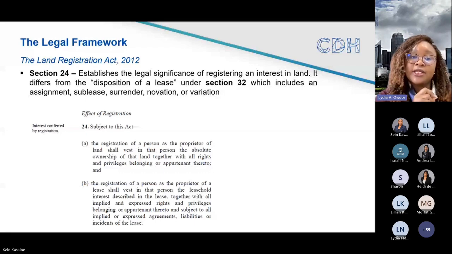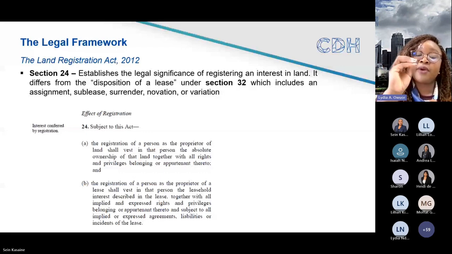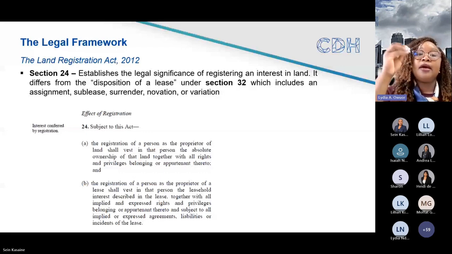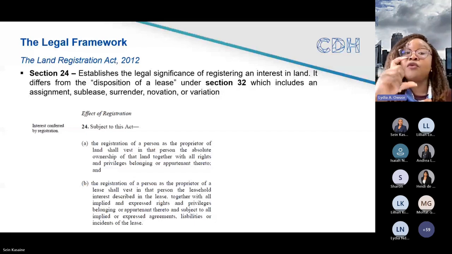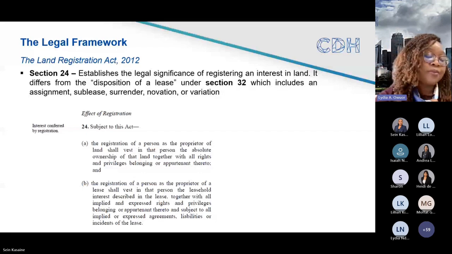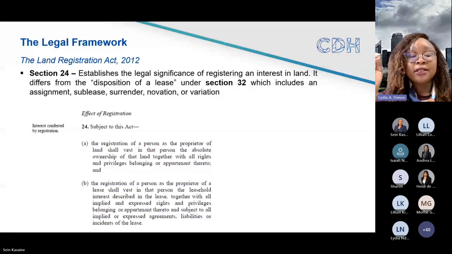So key differentiators I'm seeing here: 24a talks about registration of a person as a proprietor of land, and it says it vests in that person the absolute ownership of the land. Then 24b talks about the proprietor of a lease, and it says it vests in that person the leasehold interest described in the lease. That's a key differentiator. And here we are talking about what is the effect of registration.